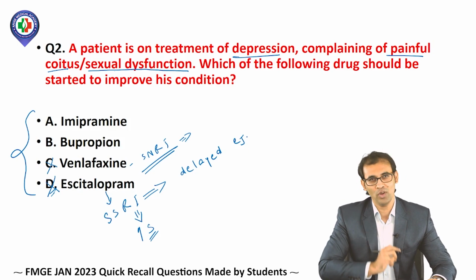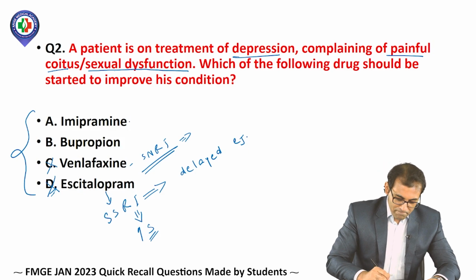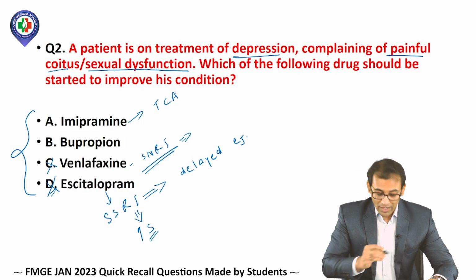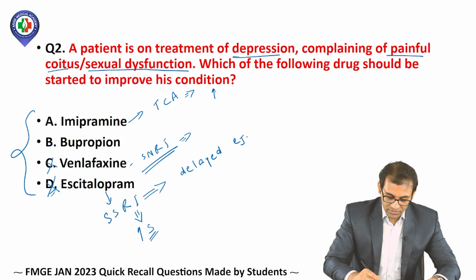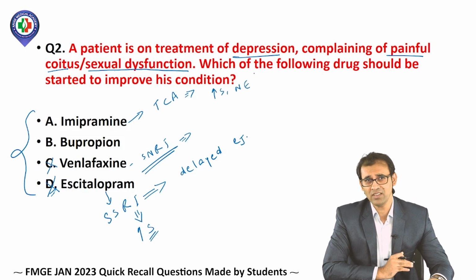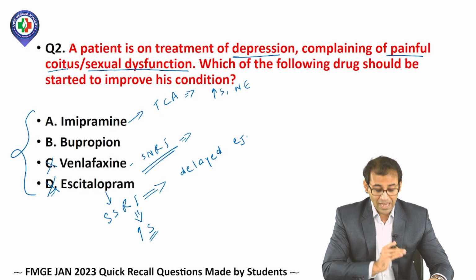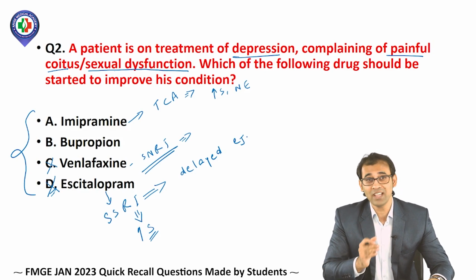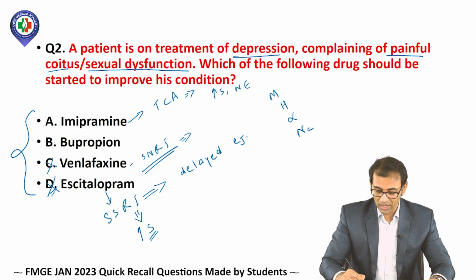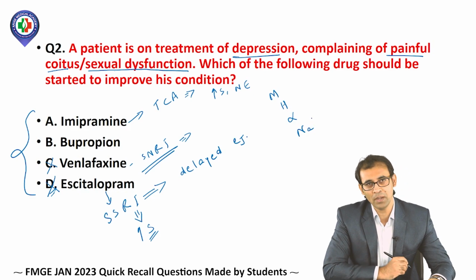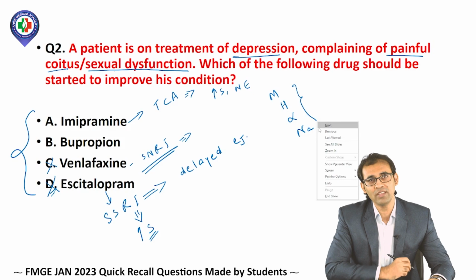Option A, imipramine, which is actually a TCA. There also, after you start a patient on a TCA like imipramine, there will be increased levels of serotonin and norepinephrine. Apart from these, TCAs also inhibit muscarinic receptors, histaminic receptors, alpha receptors, and sodium channels of the heart. Because of this also there will be so many side effects.